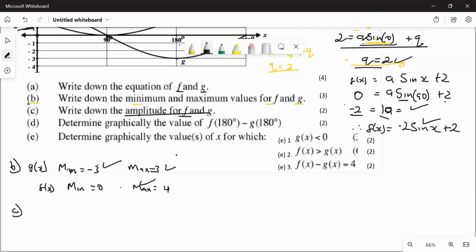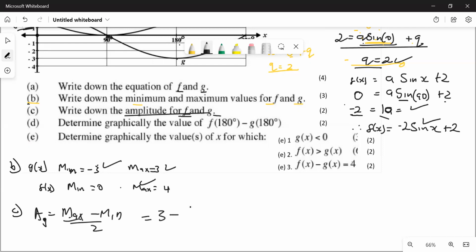So for you to get the amplitude, amplitude is equal to max minus min divided by 2. Again, they say we should determine the amplitude of f and g. If we start with g, what are we going to have? We have the maximum value. What is the maximum value?